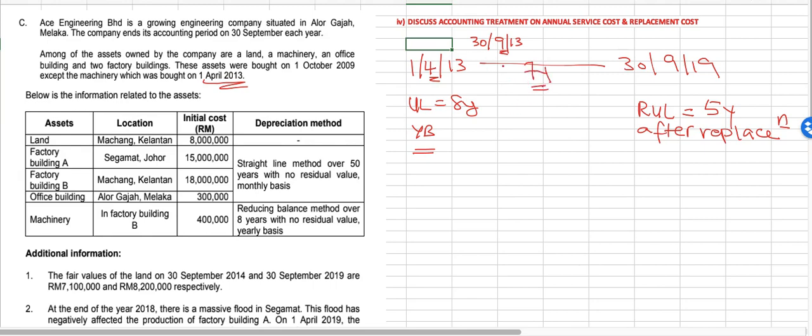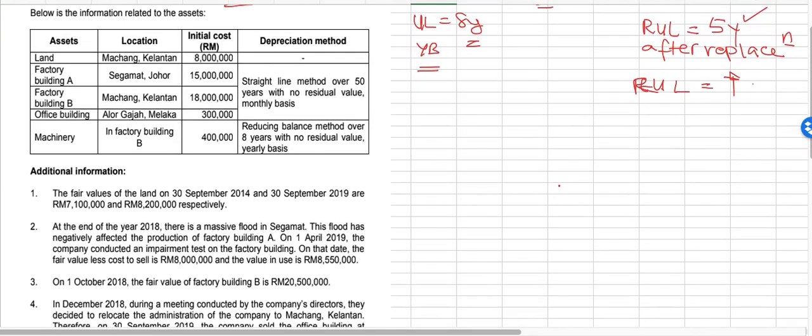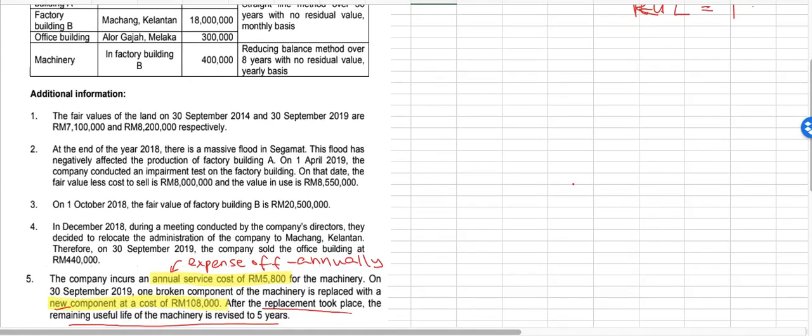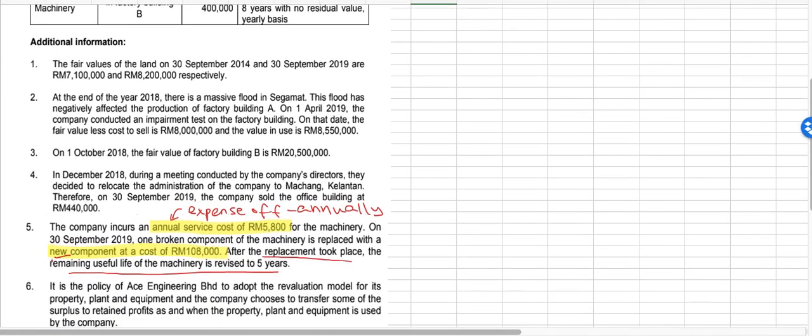That means you have used the machine up to 30th September for 7 years. So by right, the remaining useful life should be 1 year, 8 minus 7. But after you replace the component, the remaining useful life actually increased. Therefore, changing to the new component increases the value of the asset because it extends the useful life of the machine. Therefore, we can capitalize this new component.